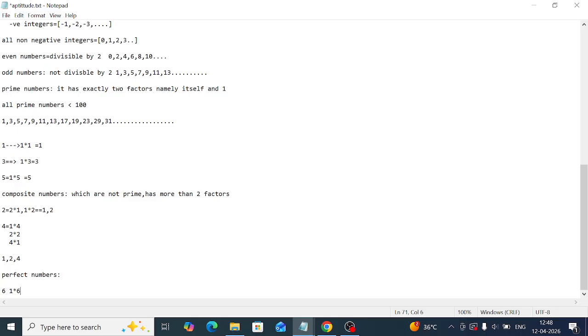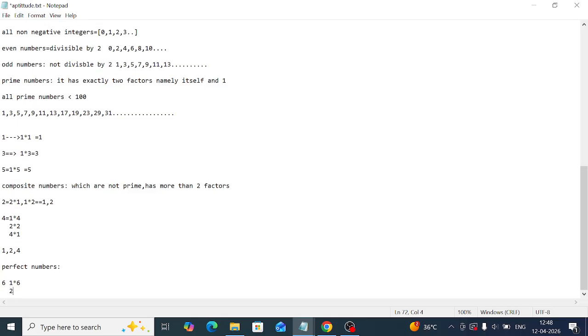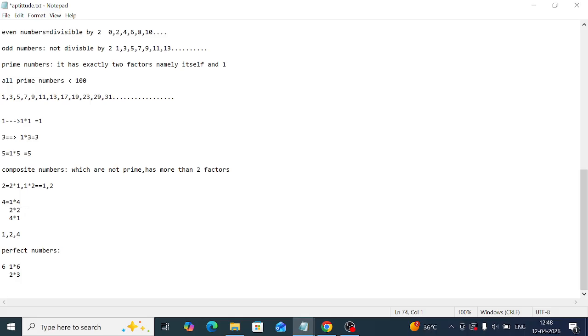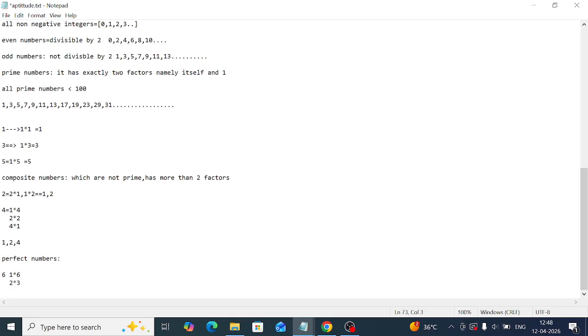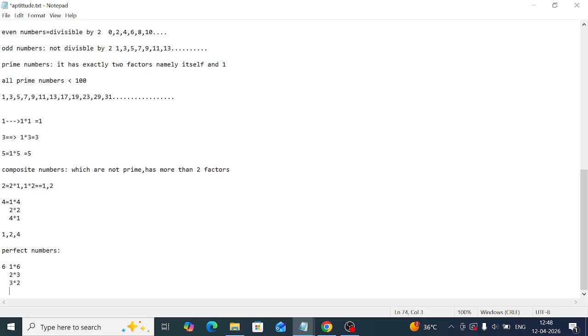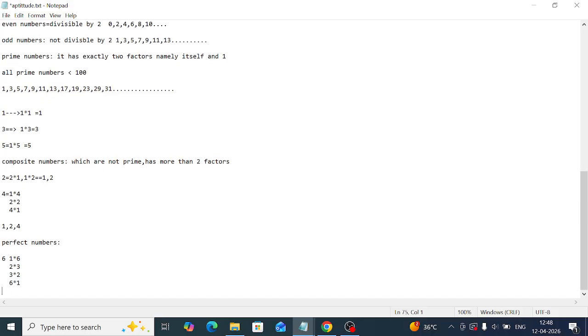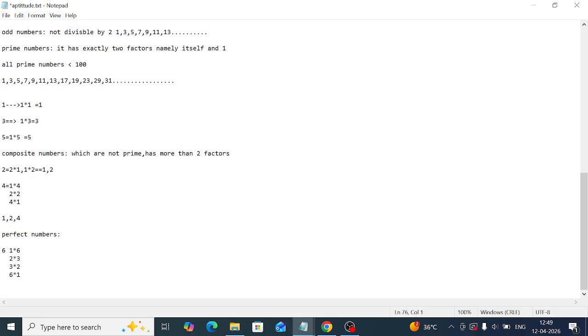1 into 6, 2 into 3. Next, 3 into 2. Next, 6 into 1. Here, what are the values you are getting? 1, 2, 3, 6 you are getting, right? But when is it called a perfect number? It means that particular number except the number itself.